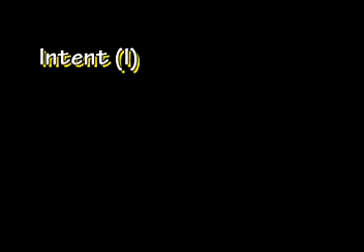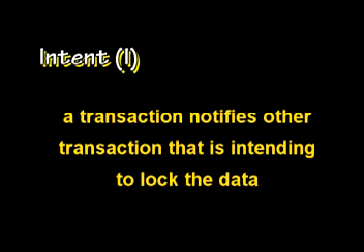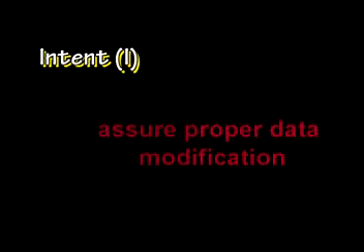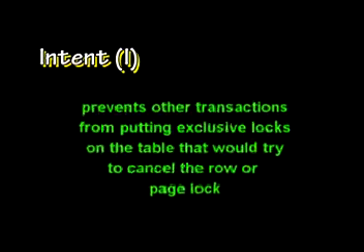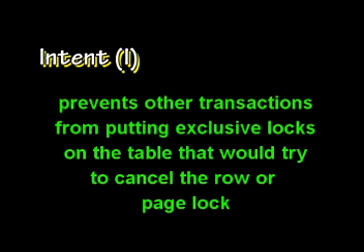Intent locks. Intent locks are a means in which a transaction notifies other transactions that it is intending to lock the data. Its purpose is to assure proper data modification. This prevents other transactions from putting exclusive locks in the table that would try to cancel the row or page lock.